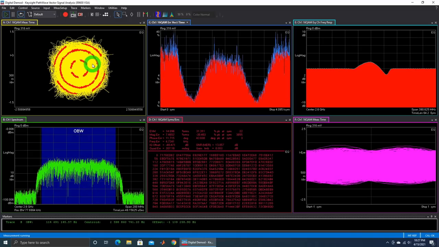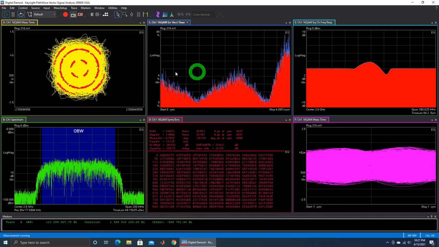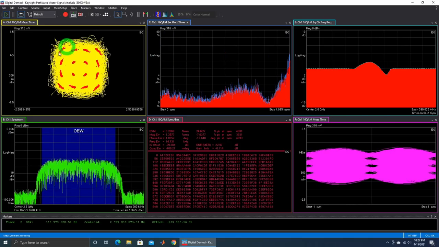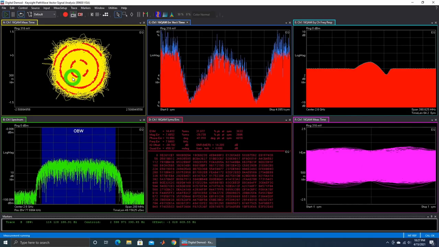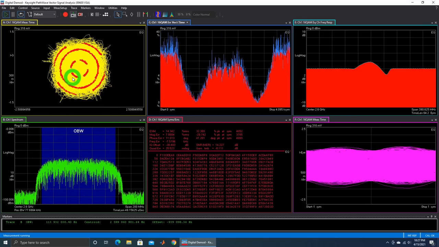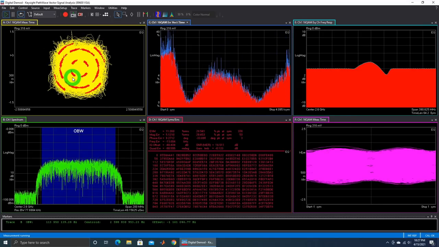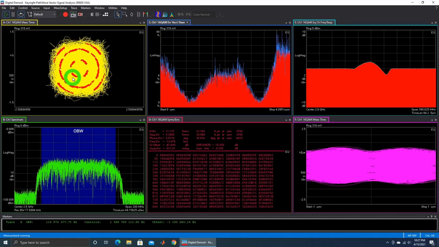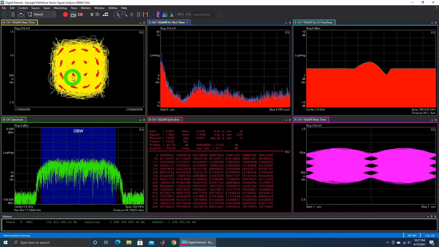So what is happening? Why do we see this EVM variation the way we do? What is happening with the constellation? And what is the likely place I need to go and look at to try and address this problem? This is fairly tricky, but I have a feeling that the Keysight engineers, of course, will figure this out right away. But I'm curious to see what they think.